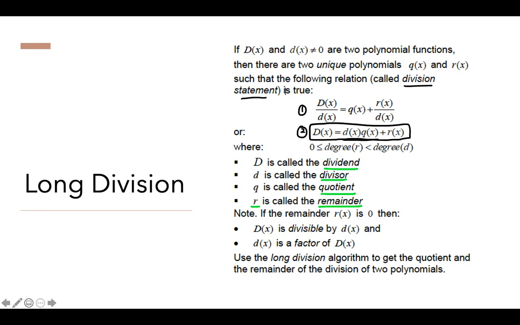Now, if the remainder is equal to 0, it means two things. It means that the dividend is divisible by the divisor perfectly. And another way to say it is that the divisor is a factor of the dividend. So we will be using this later in the chapter, called the factor theorem. So long division is quite useful to figure out the quotient and remainder and whether or not the dividend is divisible by the divisor.